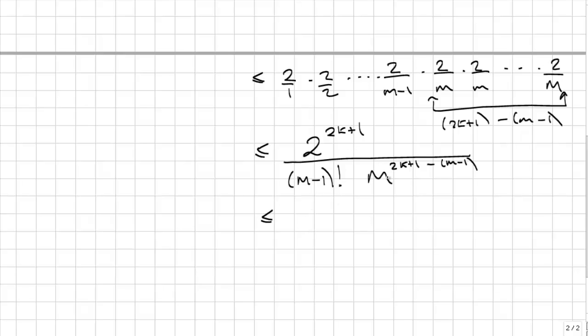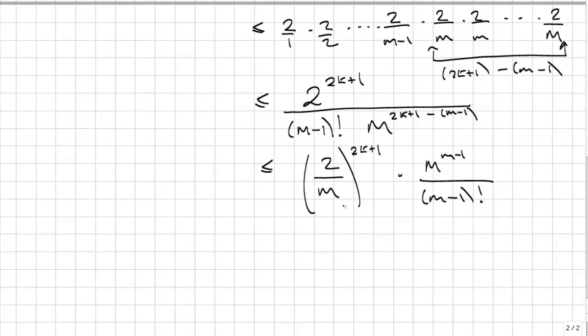Right now I'm going to bring together the 2 to the k plus 1 and the m to the power of 2k plus 1 part, and I'm going to write that down as 2 over m to the power of 2k plus 1. Let's see what I've got left. Well, I've certainly got this (m minus 1) factorial here, but I also had an m to the power of minus (m minus 1) in the denominator, which hopefully you can see will just become m to the power of m minus 1.